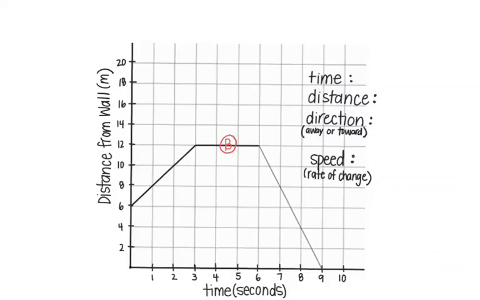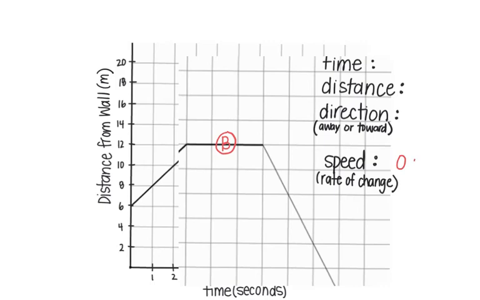Since line segment B is horizontal, we can't draw a rate triangle. We know in this case that the speed is 0. This person is traveling 0 meters per second here because there is no rise. There is no change in the distance. The person in this case has traveled 0 meters from time 3 seconds to 6 seconds. If they had traveled any distance, then we would see an increase or a decrease in terms of the distance from the wall.